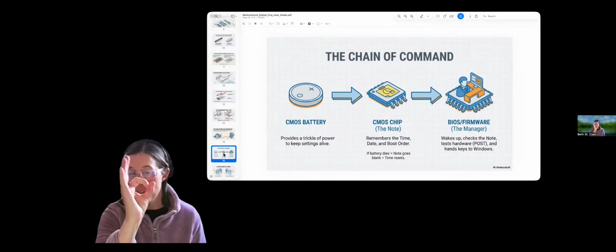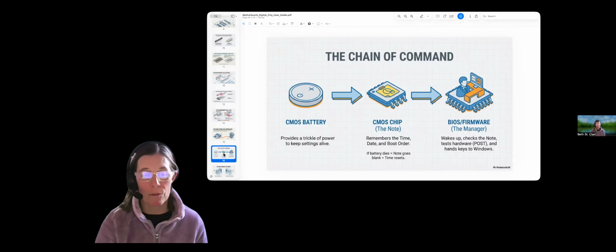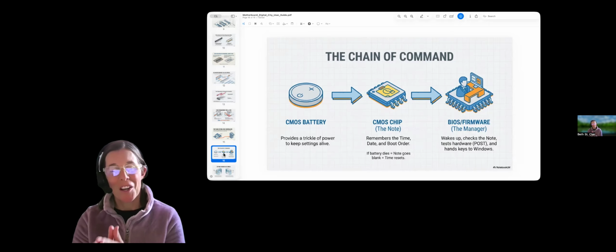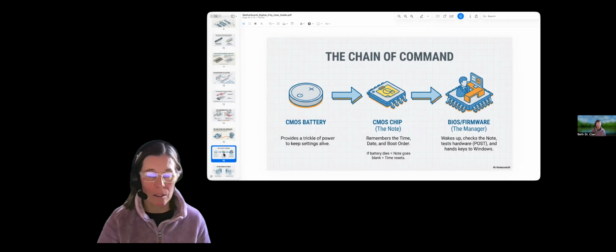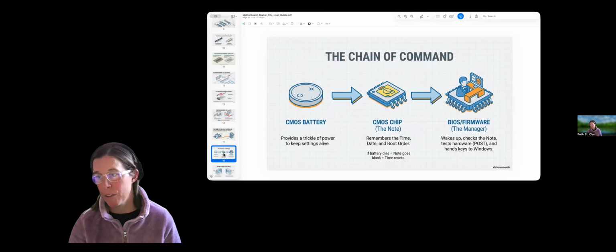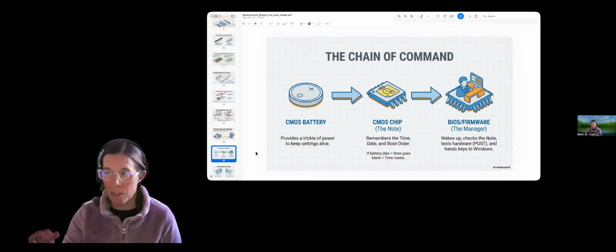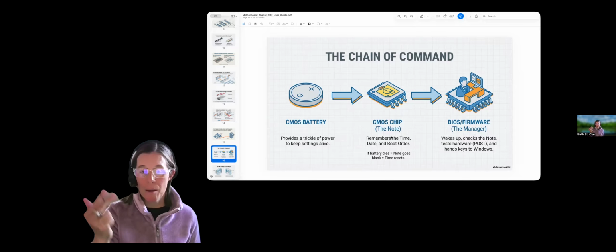The CMOS battery is basically a watch battery. You can buy it at any drugstore. That CMOS battery provides a low trickle of power to the particular component on the motherboard that it needs to go to, so that you keep your settings alive. If you didn't have the CMOS battery, when you hit the power button on your computer, everything would get lost. Your CMOS keeps that low trickle, and then when you hit the power button, it sparks and goes to the CMOS chip. Right here's your CMOS chip, which holds the time, date, and boot order.